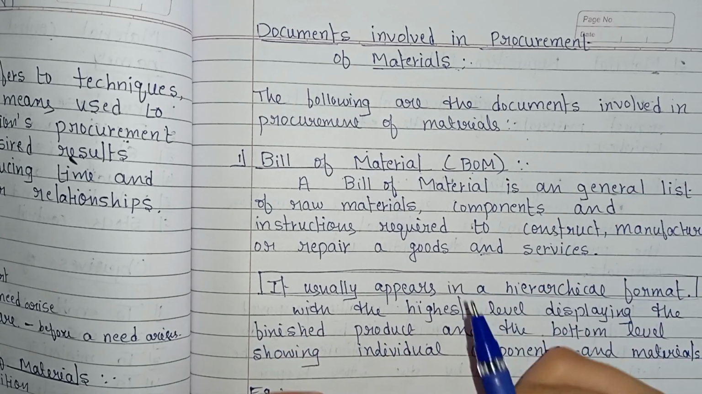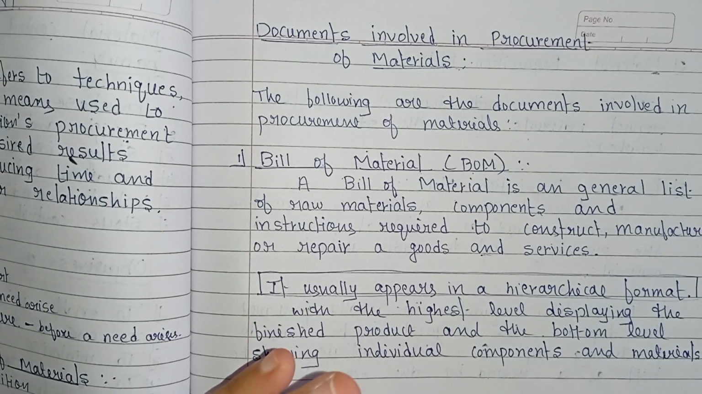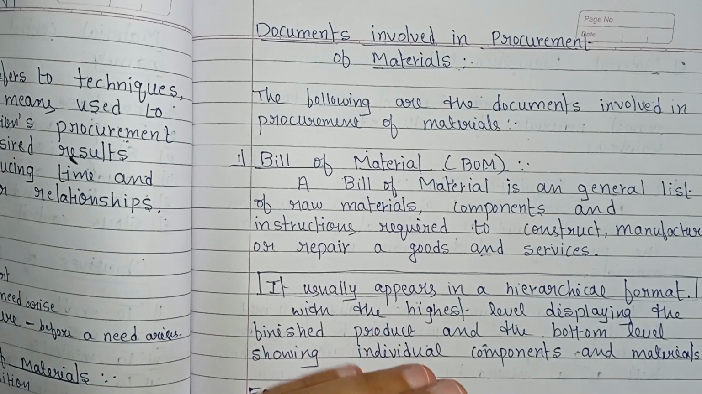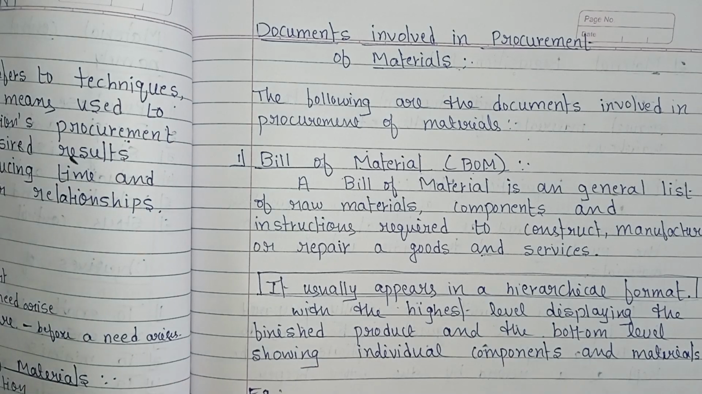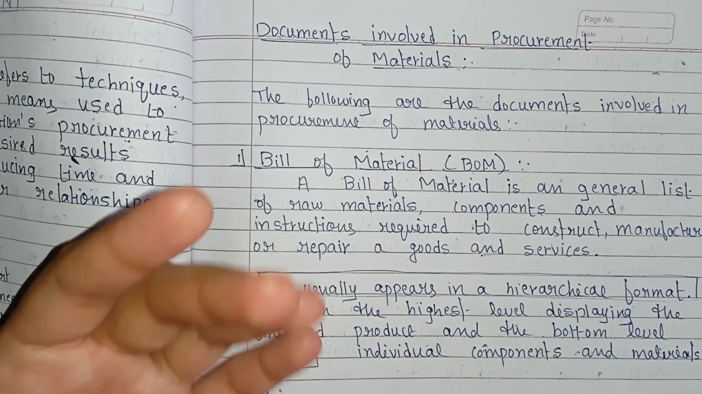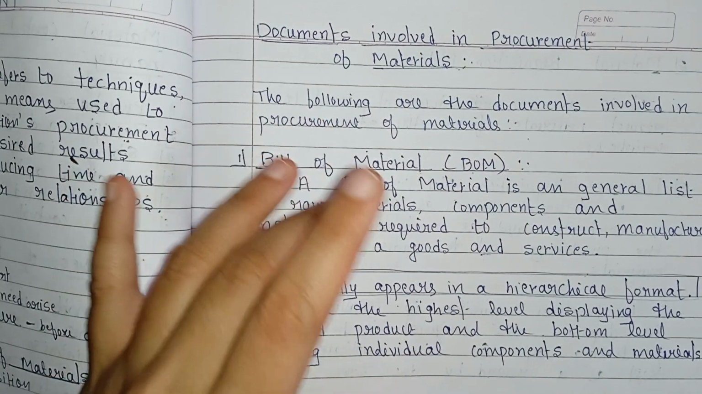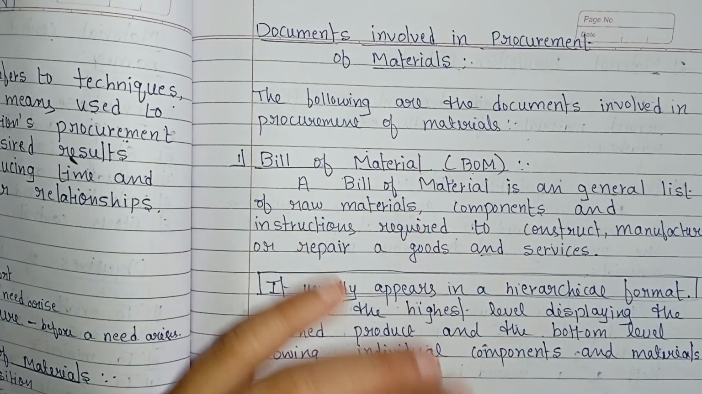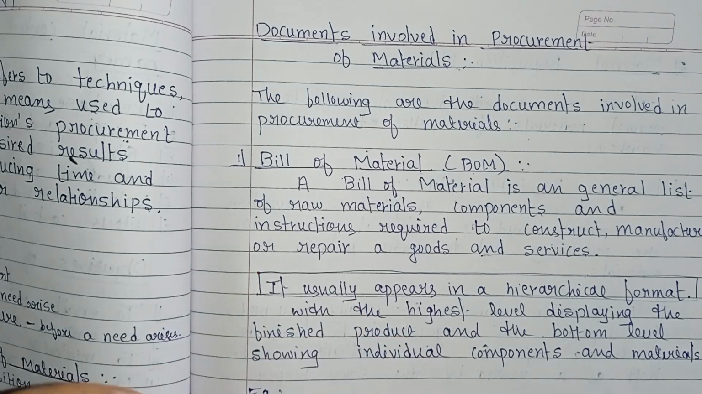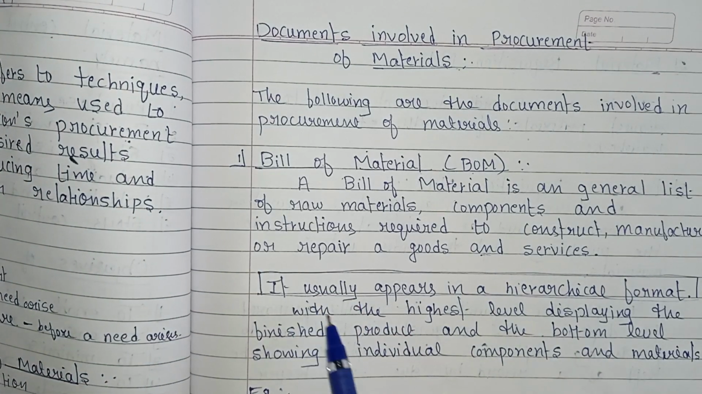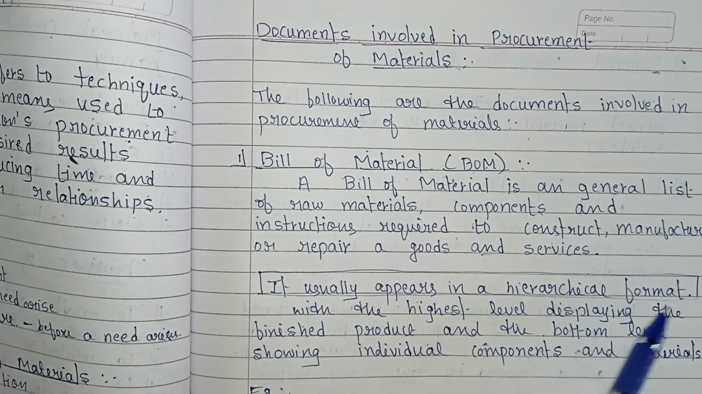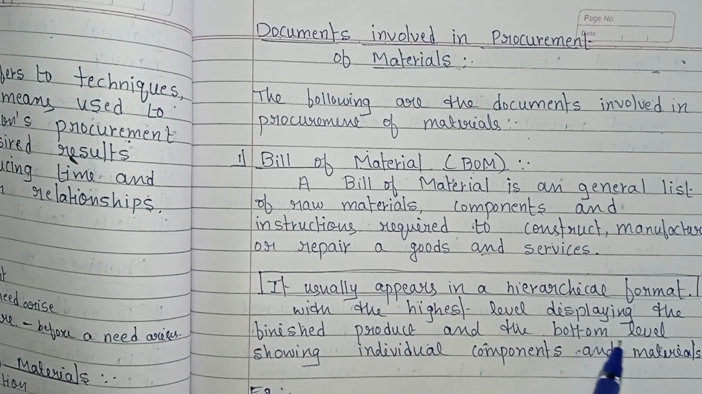Clear? Suppose you are manufacturing a wooden table. The bill of material would include 4 wooden legs and one table top, screws and nails, wood polish and glue. Here each item will have a quantity, part number and sometimes cost. Clear? So here it usually appears in a hierarchical format. It means, with the highest level displaying the finished product and the bottom level showing individual components and materials.